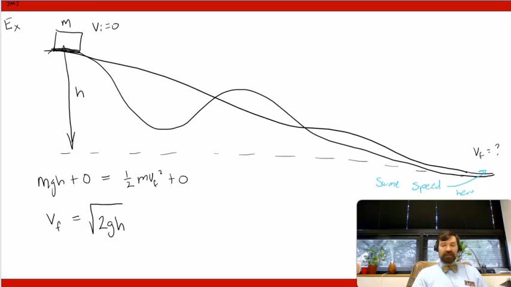Now there is again a caveat. This was a frictionless ramp, so this is frictionless. That means no work is being done by friction. If there is friction and that has to be accounted for, then a different amount of work may be done by one ramp than by the other, and the result is that you're going to have different speeds when you get to the bottom because you've removed different amounts of energy.